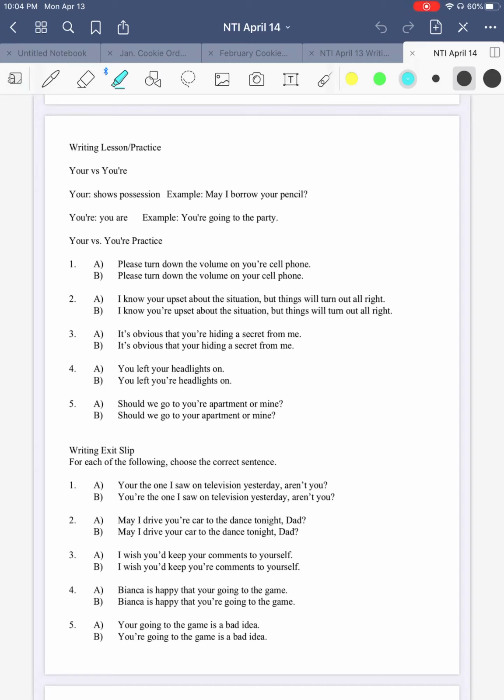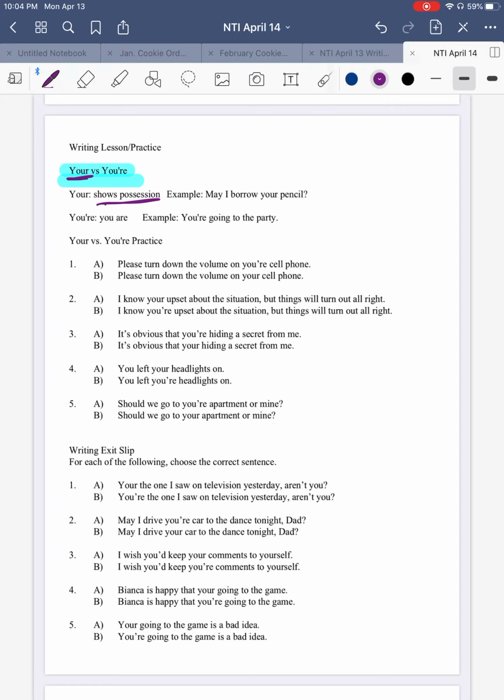Just by looking at it, it's not that much. What we're working on today is the difference between "your" and "you're." There are different ways to spell it, and they have different meanings. So the Y-O-U-R shows possession, meaning something belongs to you or to someone else.